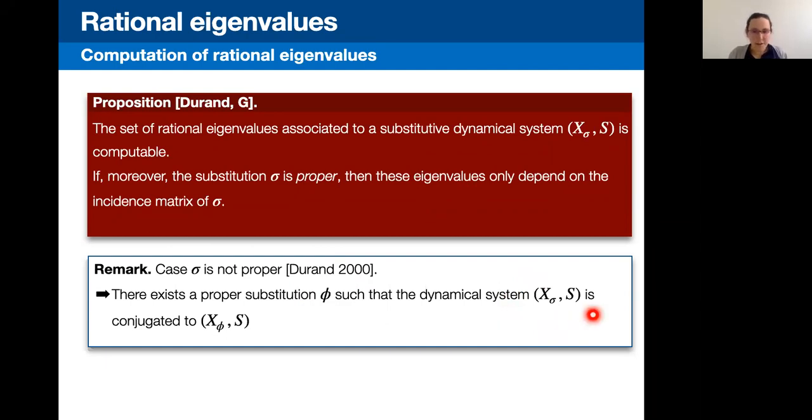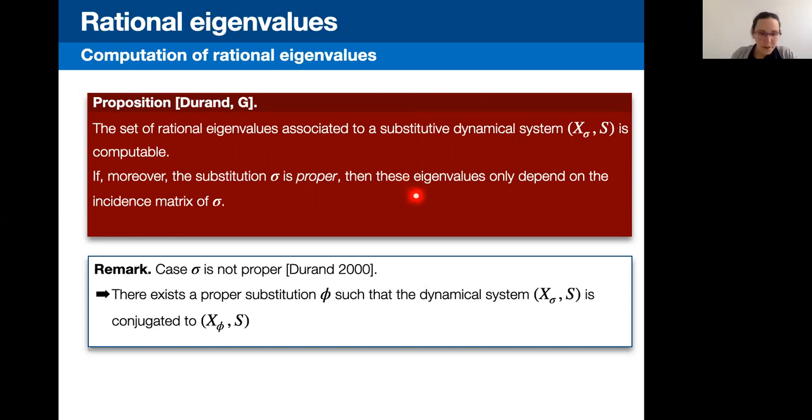This can be done algorithmically, and it has also been developed in SAGE by Timo Jolivet. So we have a code that, given sigma, can give us the substitution phi. So it's then easy to apply our algorithm to compute the eigenvalues knowing the substitution phi.